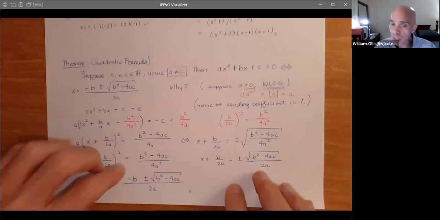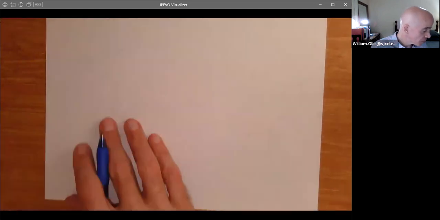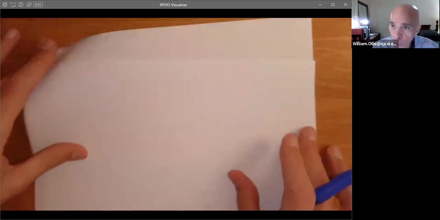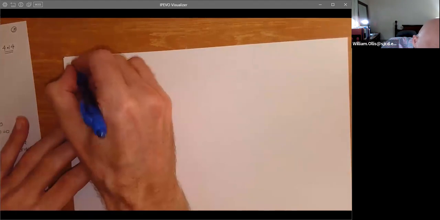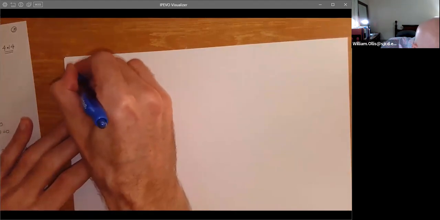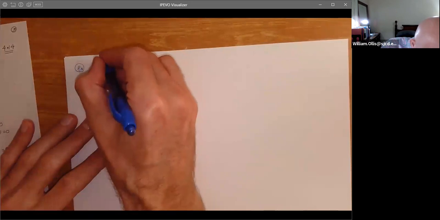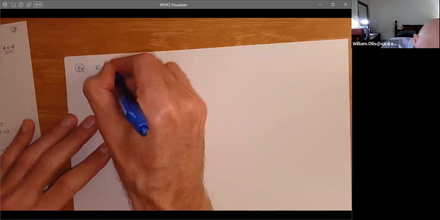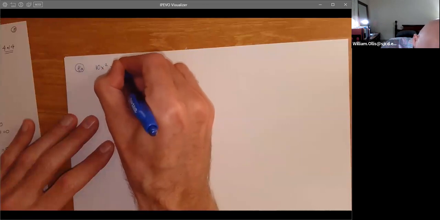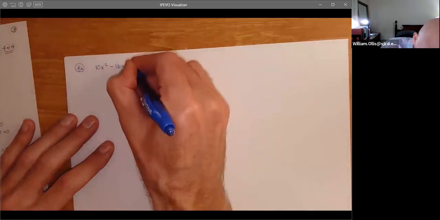Now let's use this new formulation. So here's an example of a quadratic equation where maybe Professor Ron's AC lemma would not work. So we've got the following. We have an example. We have 10x squared minus 16x plus 5 equals 0.